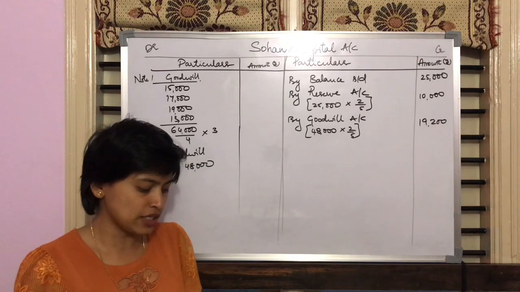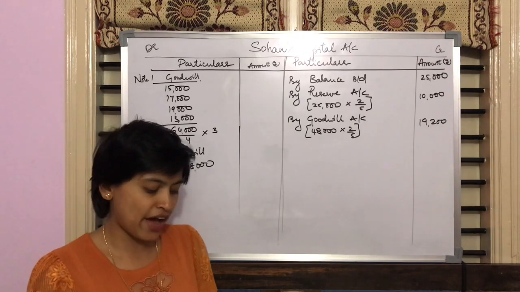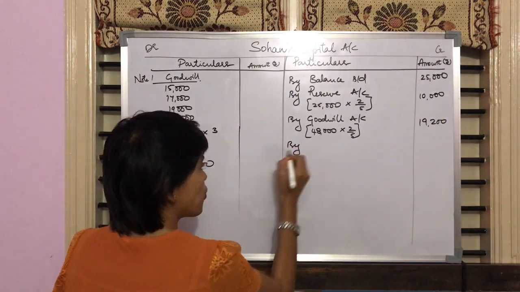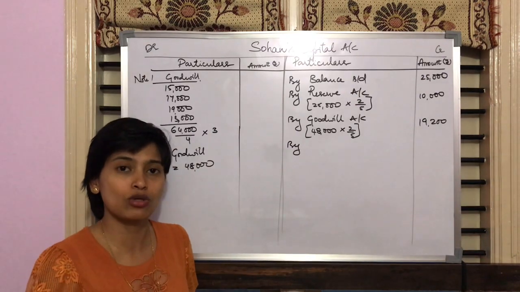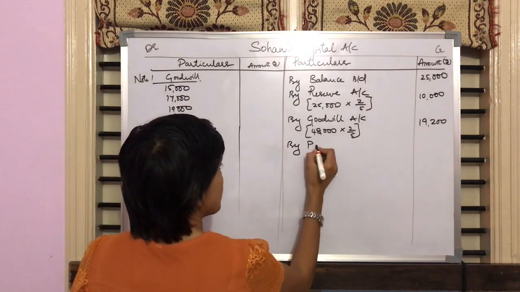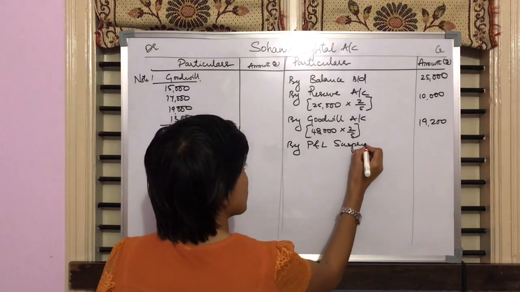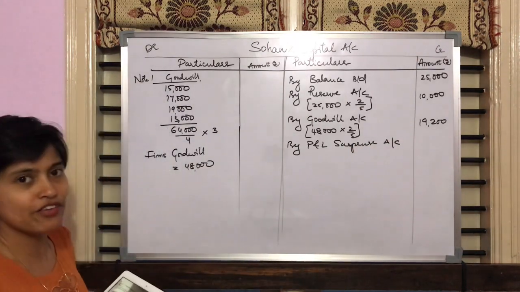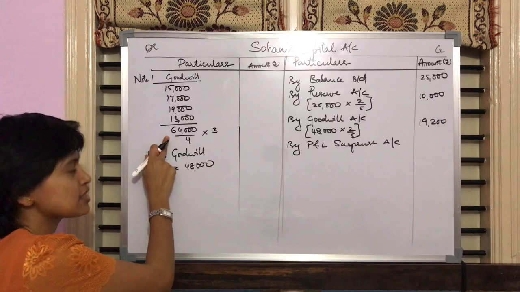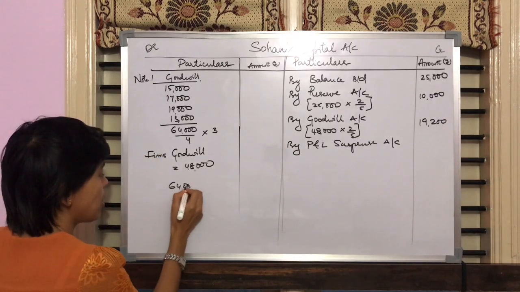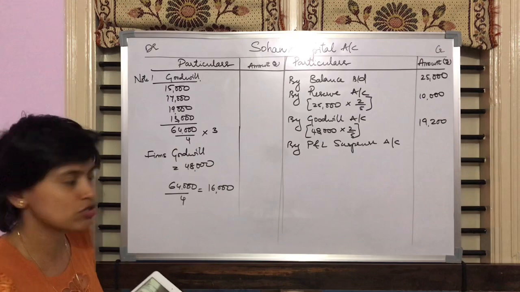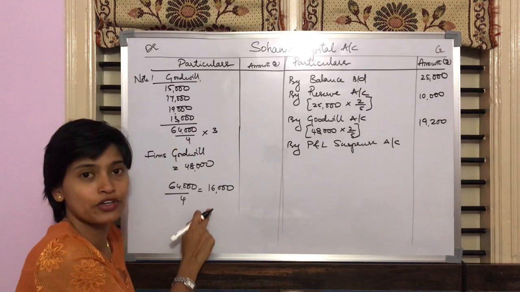Now point number C. Share in profit up to the date of death on the basis of average profits of past 4 years. So what they are saying is the accrued profit needs to be calculated on the basis of the average profits of the last 4 years. So by profit and loss suspense account, the average profit: 15,000, 17,000, 19,000, 13,000. We are going to get 64,000. So 64,000 divided by 4, the amount is rupees 16,000. So this is actually the accrued profit of the firm.